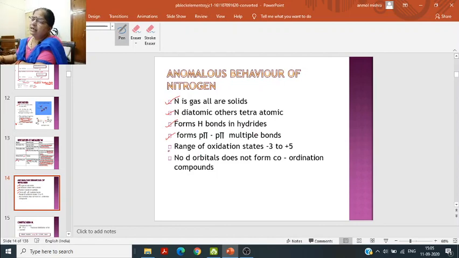The oxidation state in nitrogen ranges from -3 to +5, whereas the rest of the elements have variable oxidation states, but the range is not this much. And nitrogen, due to the absence of d orbital, cannot form coordination compounds or more than one compound. It will show only a oxidation state of 3, that is NCl3 is formed, NCl5 is not formed.